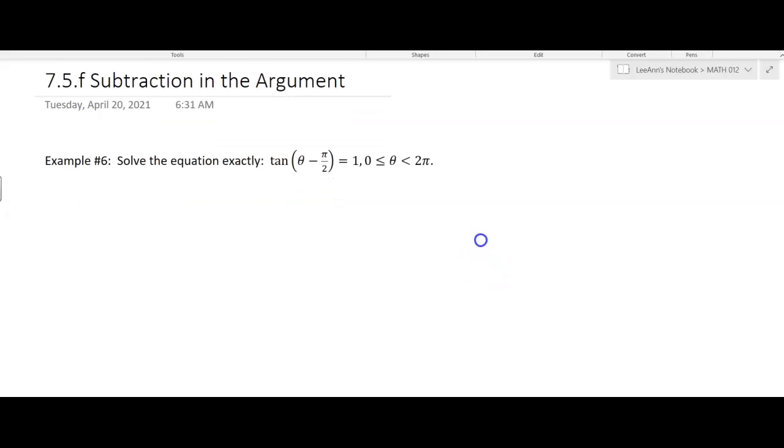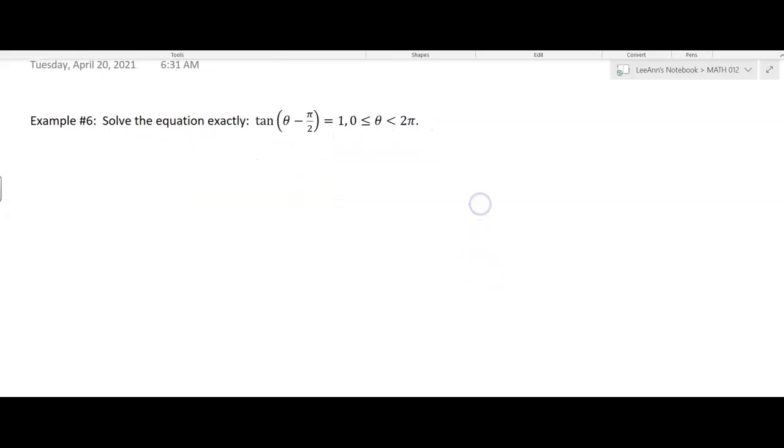Okay, so now we have a tangent function, but notice that the argument has a little more going on inside the parentheses there. So it's important that you recognize that that is the argument. And you can't just pull that pi over 2 out. Like you can't just add pi over 2 to both sides. That's not going to work because it's inside the argument. It's inside the function.